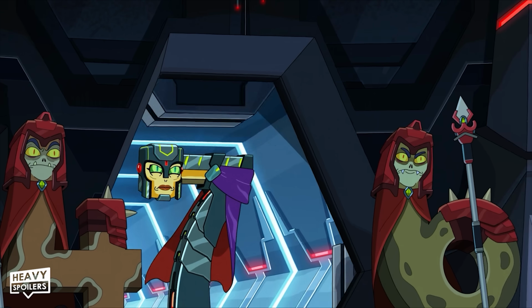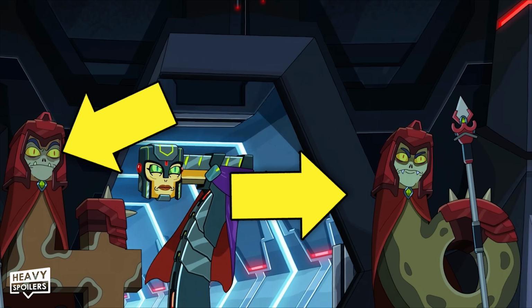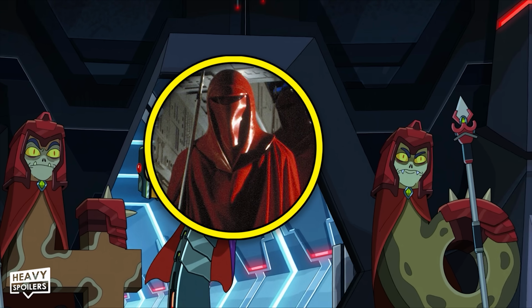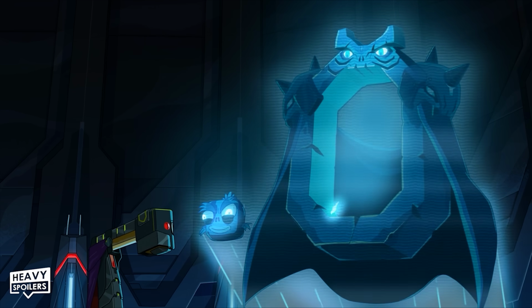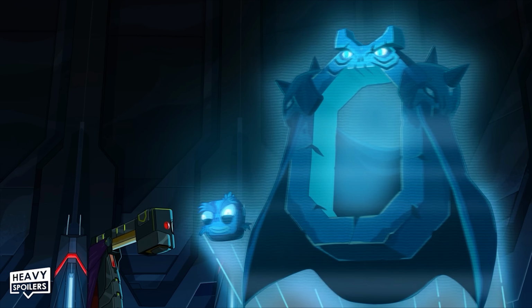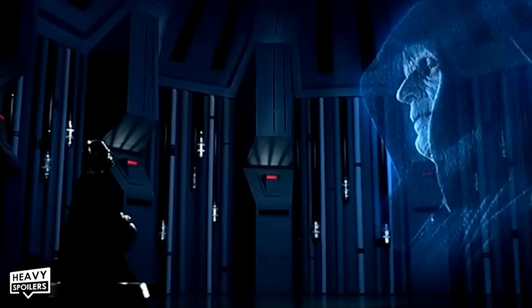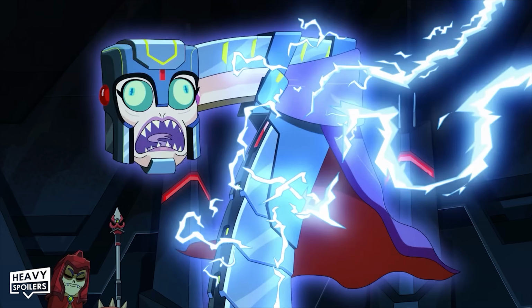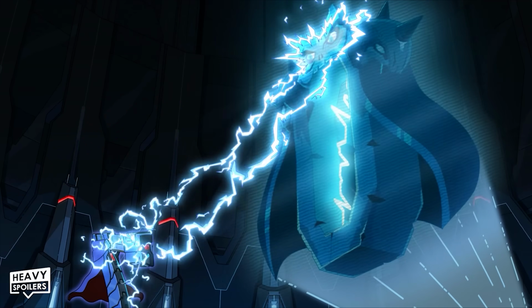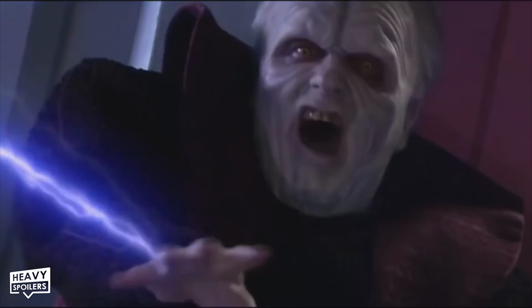As she enters the chamber, you can see 4 and 6 numerical guards wearing cloaked red armor like the Emperor's Royal Guard does in the Star Wars movies, before Lord Dreadnought himself appears in a massive blue hologram, just like Palpatine and Supreme Leader Snoke do in those movies as well. Dreadnought even shoots out lightning at Sinistar 7, much like Palpatine shocks everyone in his life like Darth Vader.